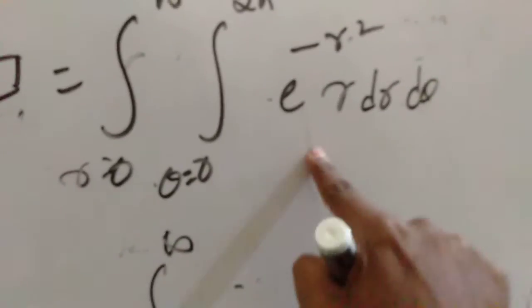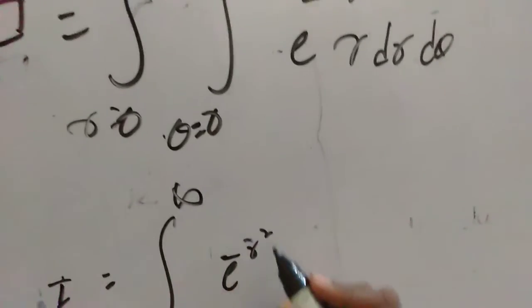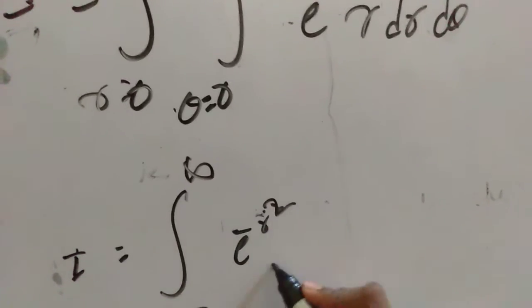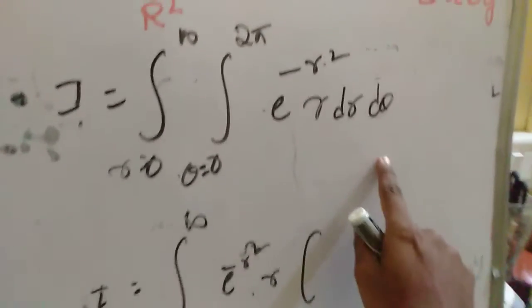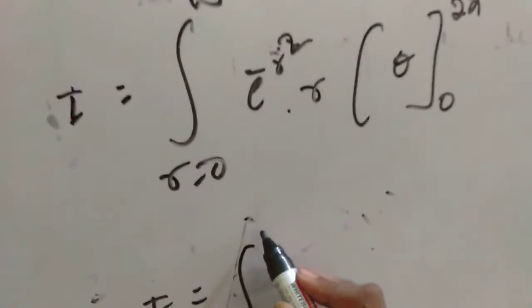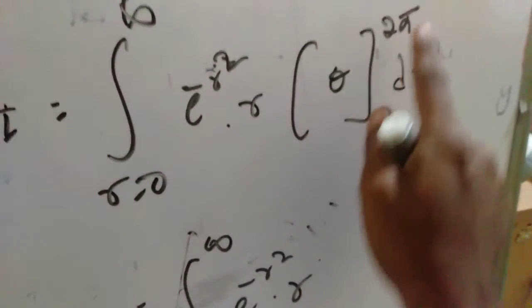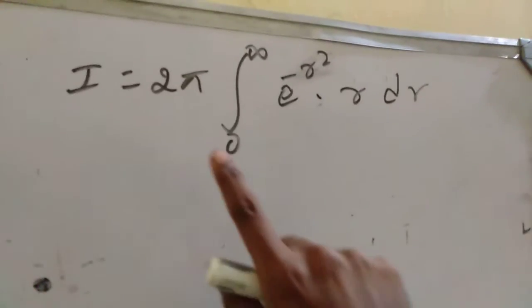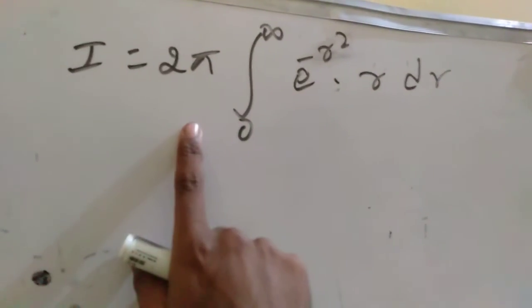Then I is equal to the integral from r = 0 to infinity of e^(-r^2) times r, which is constant with respect to theta. Then we integrate with respect to d theta, we get theta with limits 0 to 2 pi. Then solving, we get I is equal to 2 pi, which is common, times the integral from r = 0 to infinity of e^(-r^2) r. Upper limit minus lower limit gives 2 pi, which is a constant, so I take it outside.